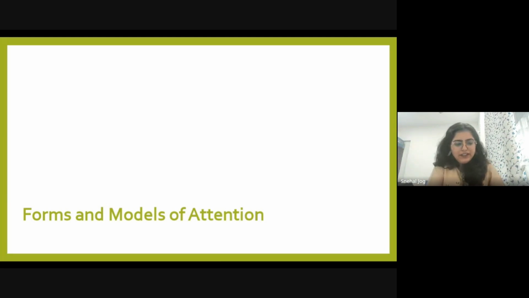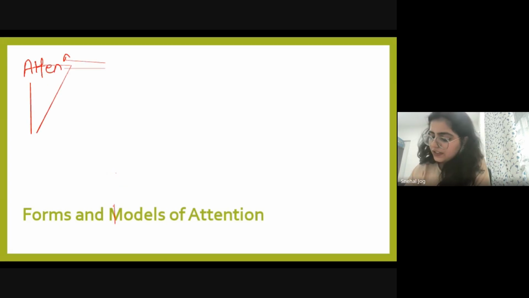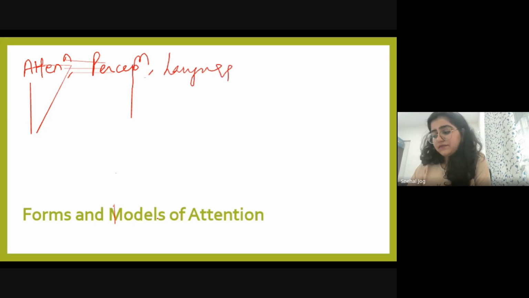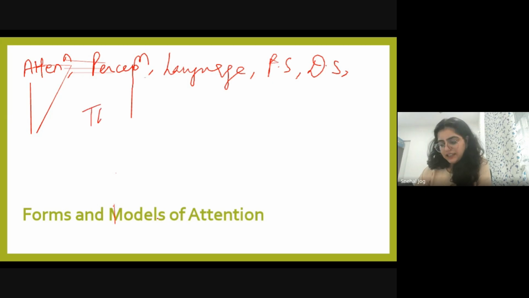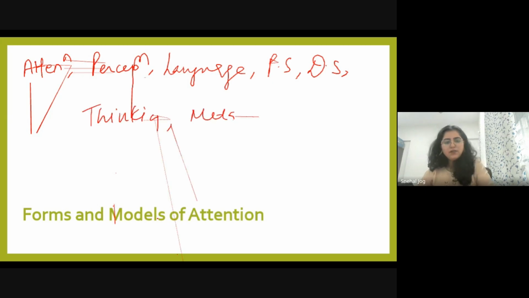So today we will be learning about forms and models of attention. See, when we talk about cognitive psychology, there are certain areas which we should be very well versed with, such as attention, perception, language, problem solving, decision making, thinking, metacognition, etc. Okay. These are some very important areas that we need to be aware of.